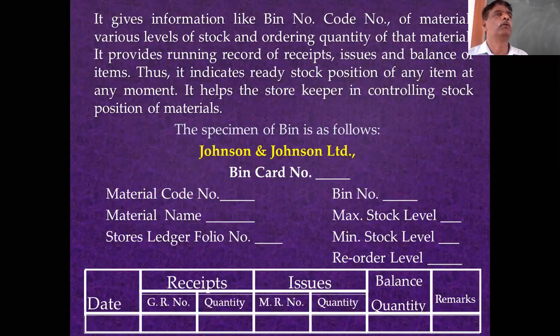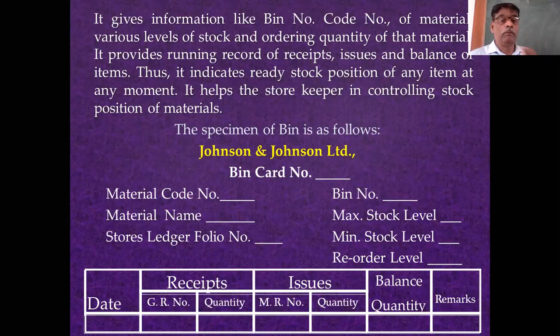Suppose on 15th December, you issued 800 units to the production department. Then how to enter this? You write the 15th December in the date column. Then in the issue column, you write 800 units. Then the total balance till 15th is 1500. From the 1500, you deduct the issued quantity. Balance will be 700 quantity. You have to write like that.